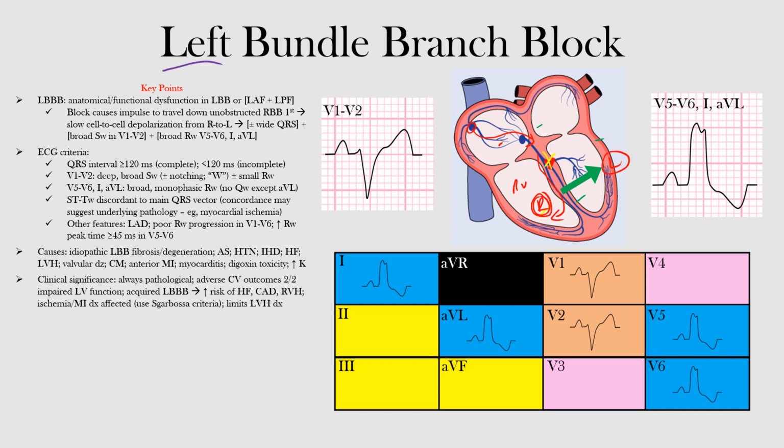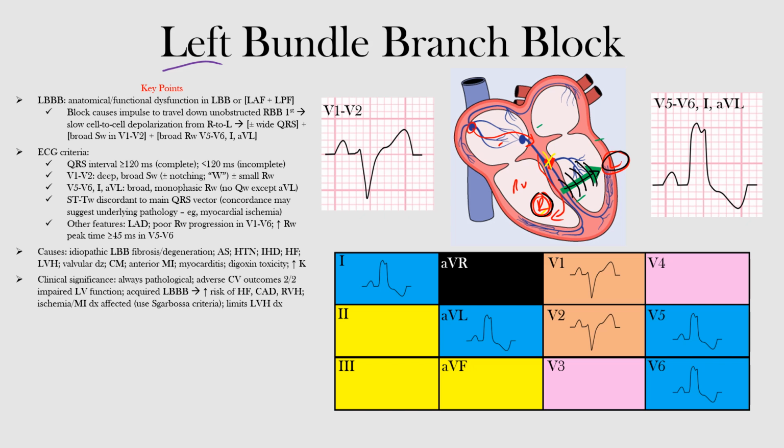So in our right bundle branch block, we had the vector going the other way. And now in this case, the late vector is heading from right to left, and that's that green vector we see here, going from the right side to the left side of the heart. And that's a slow cell-to-cell depolarization, a slower process as it heads in that direction. Now the left ventricle is so large that the transmission is delayed, and hence wide QRS complexes greater than or equal to 120 milliseconds often appear on the EKG.